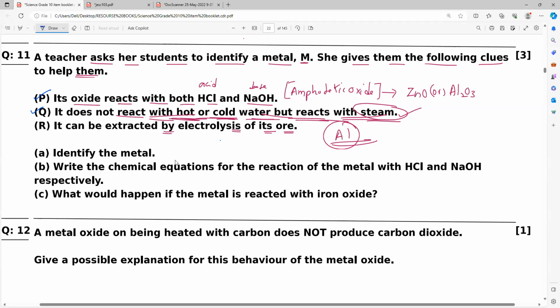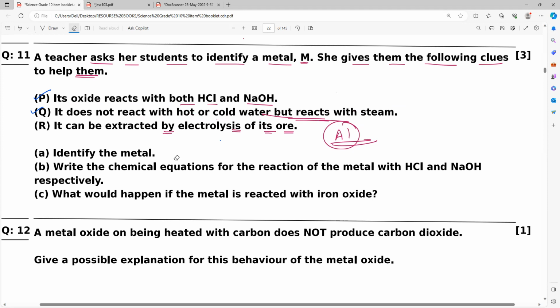By reading the first P and Q, it may be aluminum or zinc. You cannot decide. Am I right or wrong? That's the reason, by reading a single statement, please don't decide your answer, because any statement can change the answer. Unless you read all the statements, never make conclusions. That is my sincere request. We have to read every word. Okay, next, identify the metal.